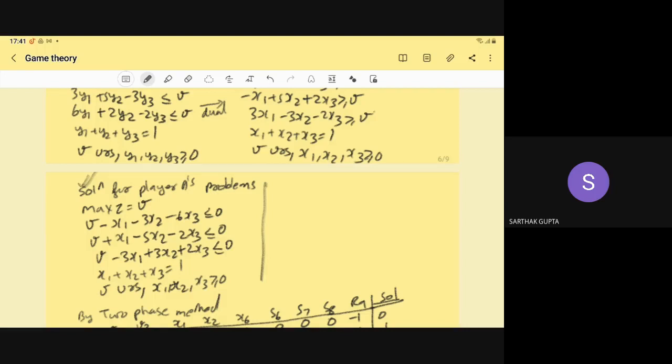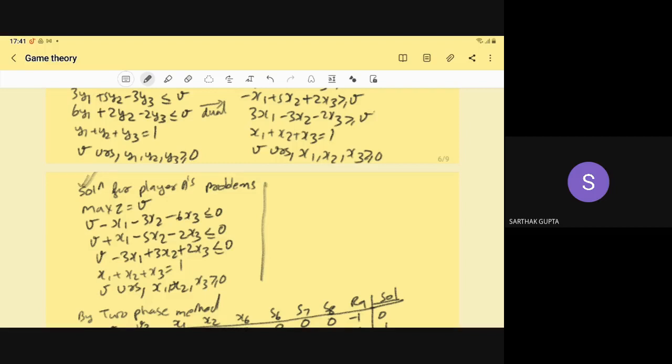Now forget what the game is. Now you see it is the LP. So how many decision variables do we have presently? The number of decision variables is 4: x1, x2, x3 and V, right? And how many constraints do we have? That is also 4. So we have 4 constraints and 4 variables.